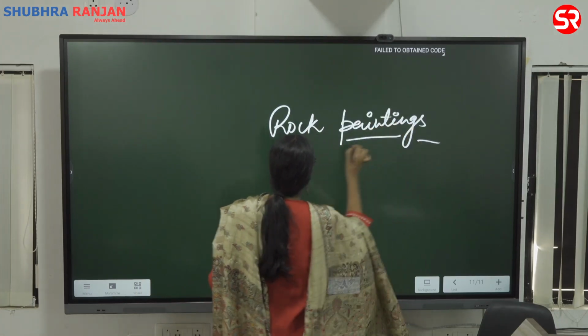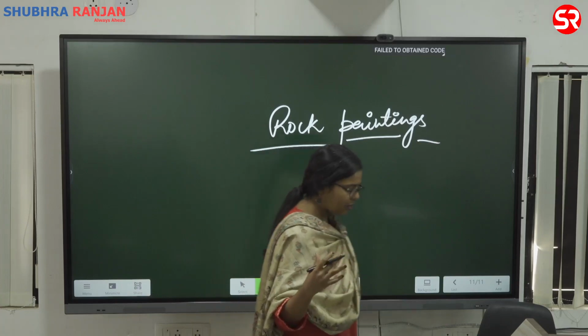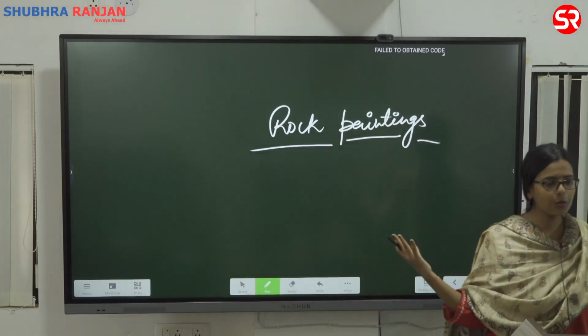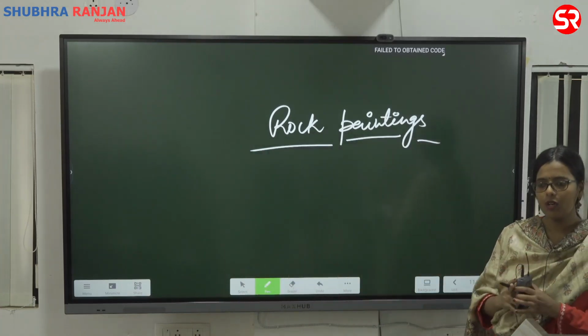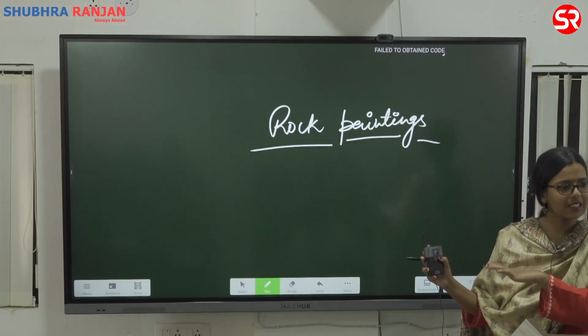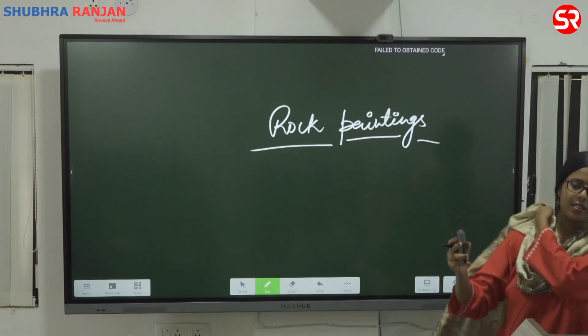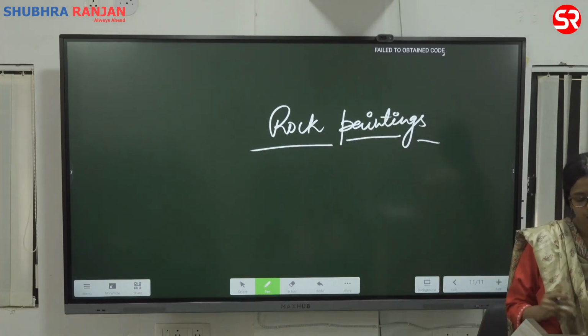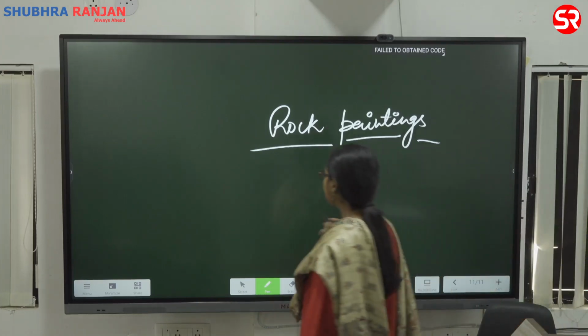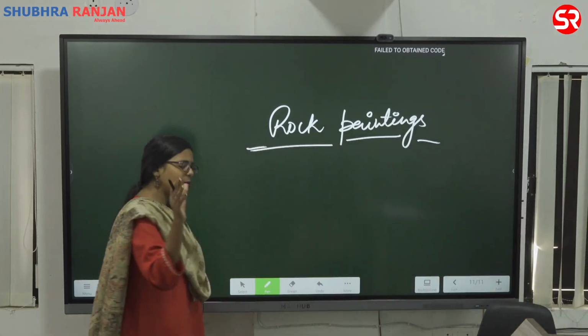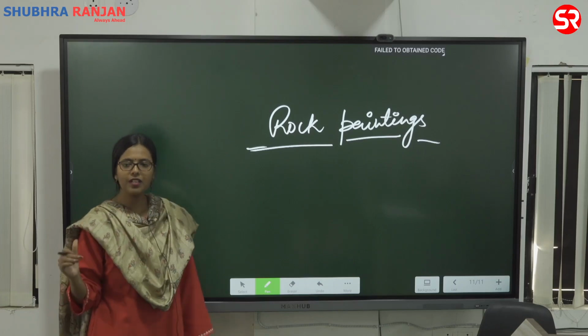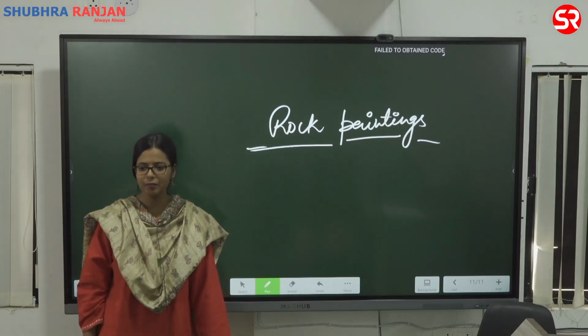Rock paintings. Again, I already told you that there is a limitation. We don't have photographs, so I am going to make rough sketches and tell you how these paintings looked. When you look at any painting, does it not tell you about the society of that time?